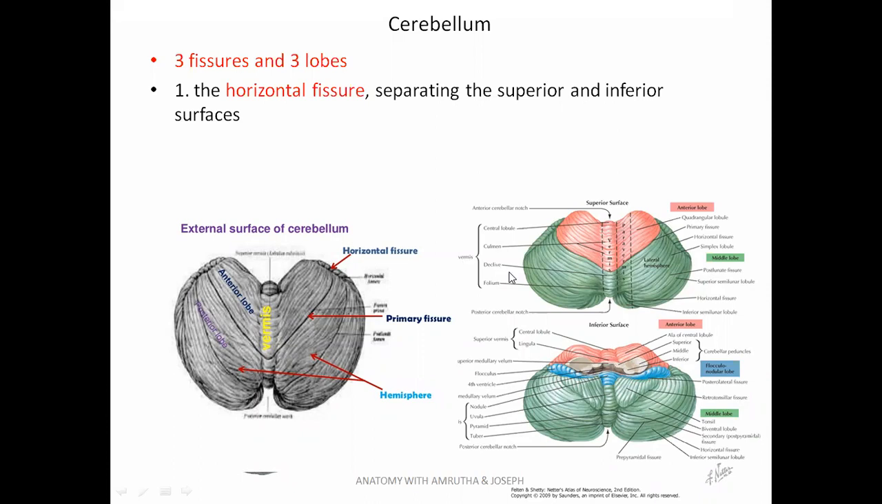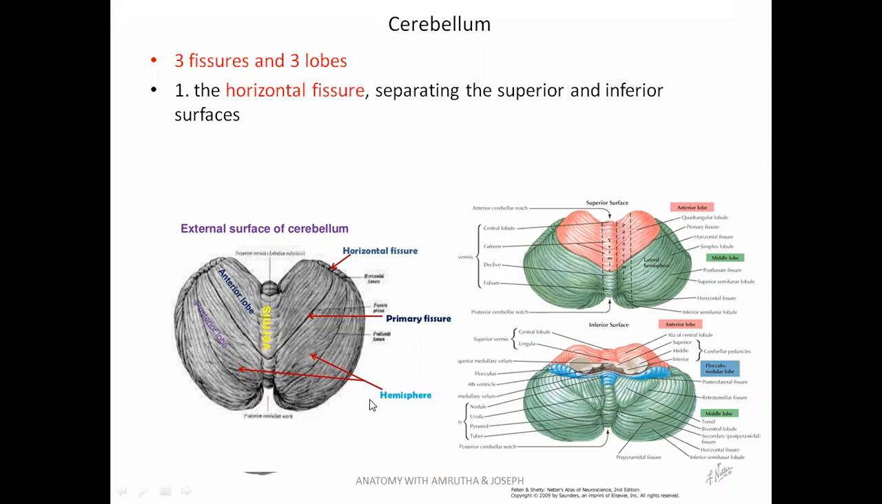Now, what are the fissures? The first one is the horizontal fissure. Look at this. This is the horizontal fissure. You can see it starts from here. It surrounds the cerebellum in this way. Laterally it is very visible, the horizontal fissure, which separates the superior and inferior surfaces of the cerebellum. Now, see, this area is the superior surface of the cerebellum, right?